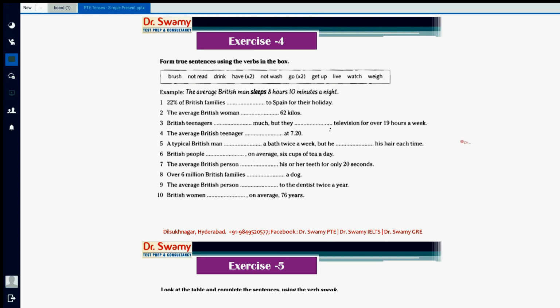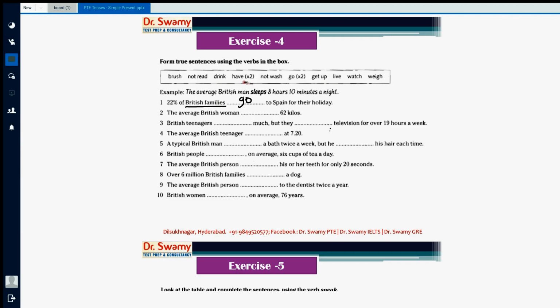In exercise number 4, again pause the video and spend a couple of minutes, do this exercise and get back to the video. Now coming to the answers of it, 22% of British families would make it plural, and so what did they do? Go. The answer here is go.